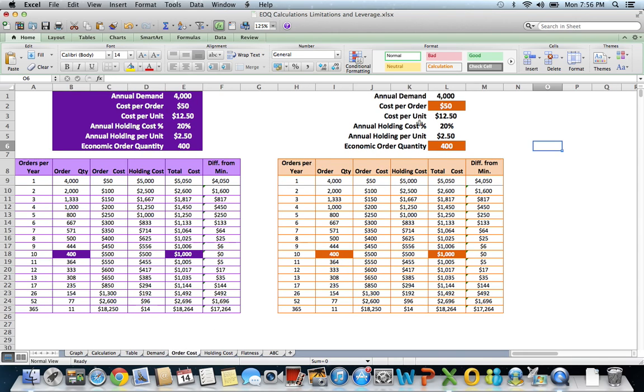Same thing can happen with the order cost. Order cost is an estimate to begin with. You really don't know exactly what it's going to cost you to order.